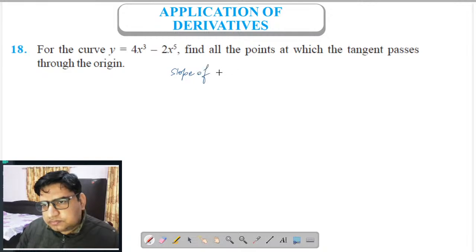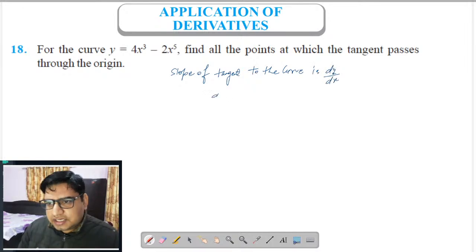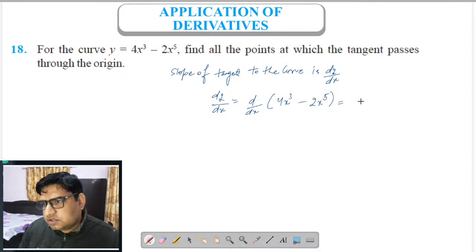Slope of tangent to the curve. Slope of tangent to the curve is dy by dx, and dy by dx will be equal to d by dx of 4x cube minus 2x power 5, which is 12x square minus 10x power 4.